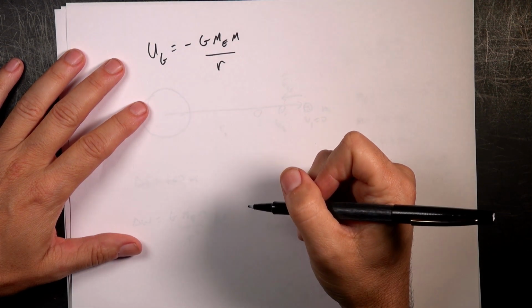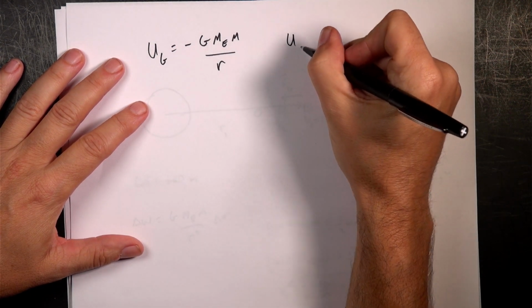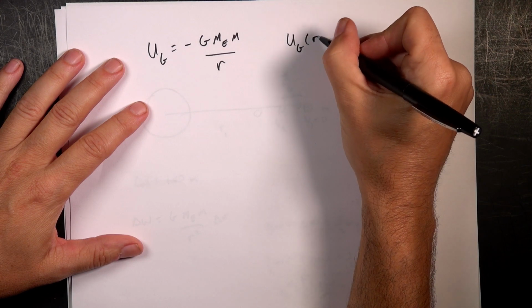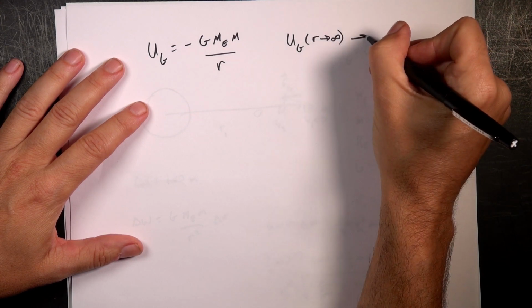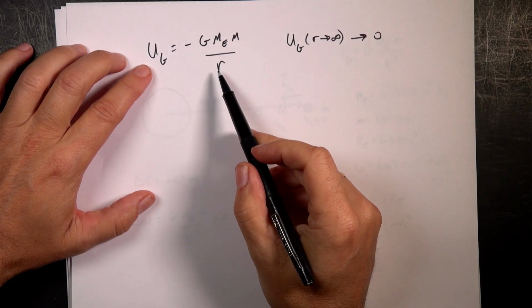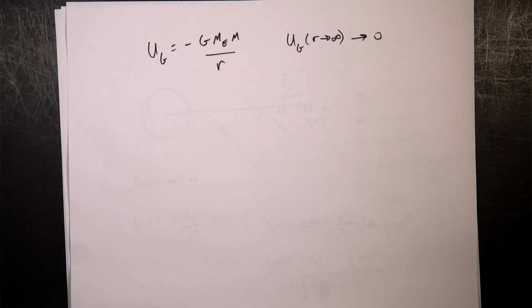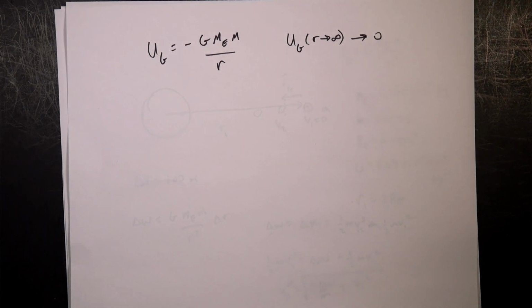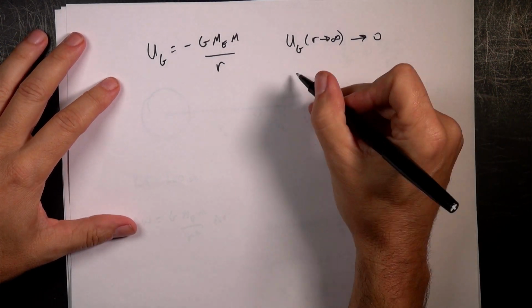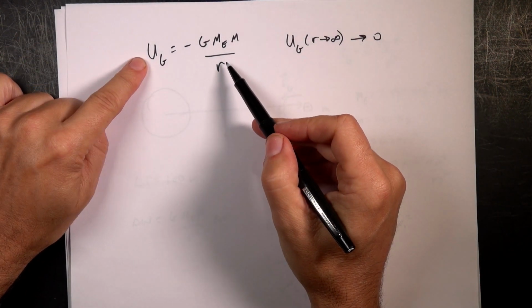Now, there's some important things here. So UG, as R goes to infinity, goes to 0. If I get further and further and further away, then this becomes closer to 0, which makes sense. If I have two objects an infinite distance away, they shouldn't be interacting at all, and there should be no gravitational potential energy. As R gets smaller, what happens to the potential?